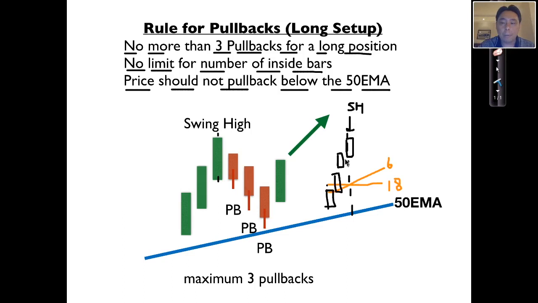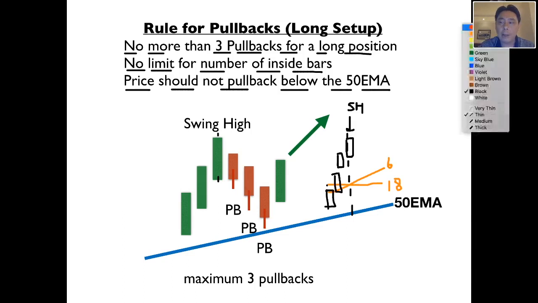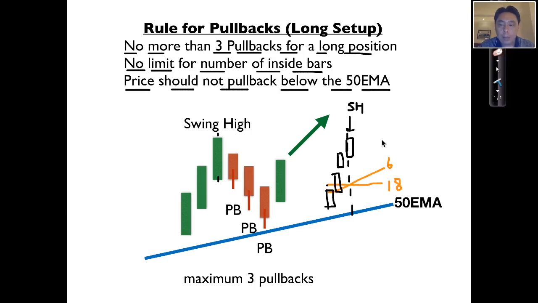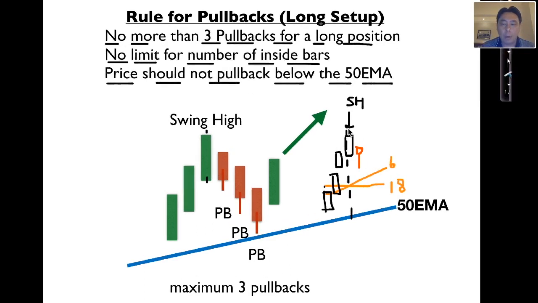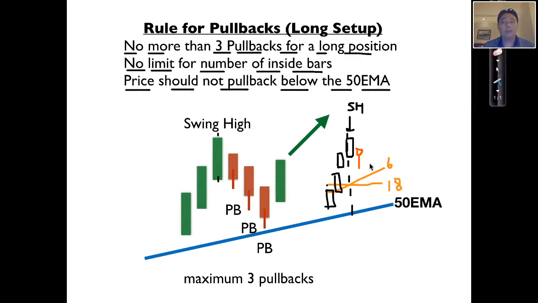Okay, so right after the swing high candle, let's imagine that we get something like that. What do you call this? Is it a pullback or an inside bar? It's a pullback, right? Because it makes a lower high and a lower low. So let me ask you this. Could we now take the trade? Could this be a valid trade setup?